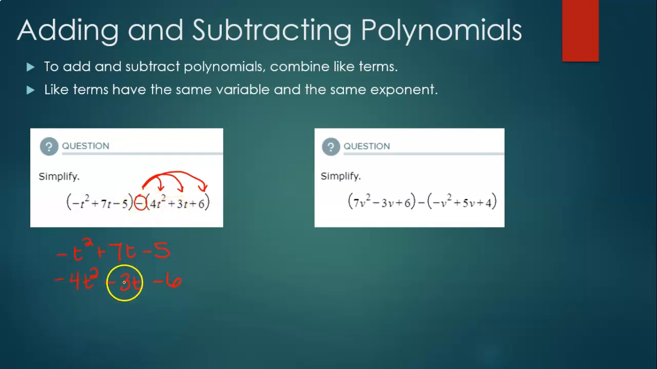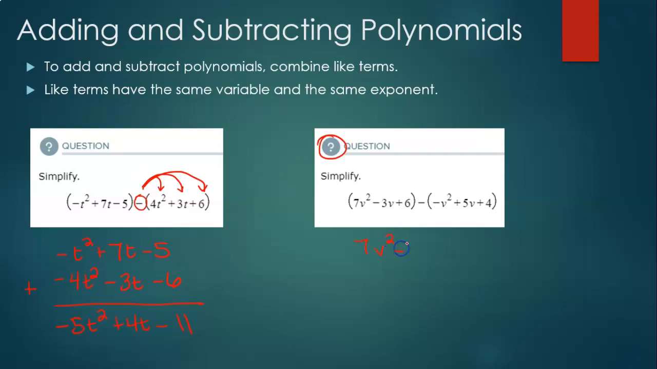I'm subtracting everything that's on the inside. If I do that, now I can just add down the columns. I get negative 5t squared, 7 plus negative 3 is 4t, and negative 5 plus negative 6 is negative 11. There are no more like terms. Even though there's matching t's, they both don't have the same exponent. You pause the video and try this one on your own.